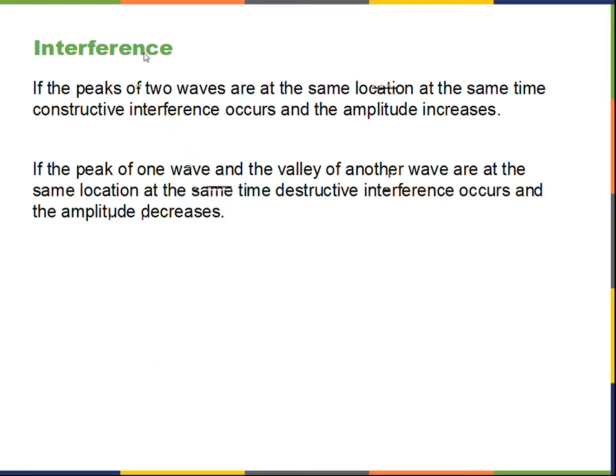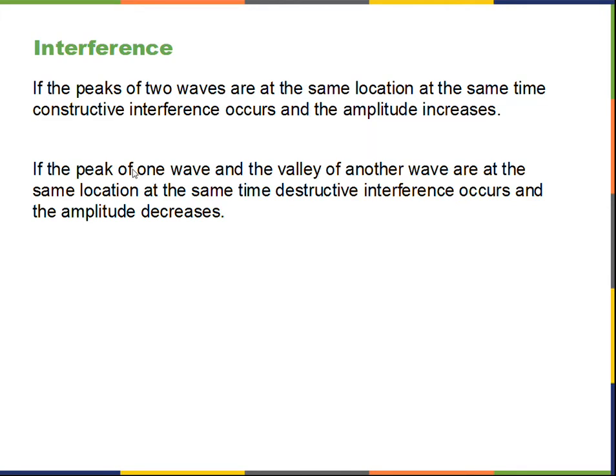This is interference, and there are two forms of interference. When I was talking about the peak of wave 1 and the peak of wave 2 being at the same place at the same time, then we have what's called constructive interference. The amplitude is going to increase.